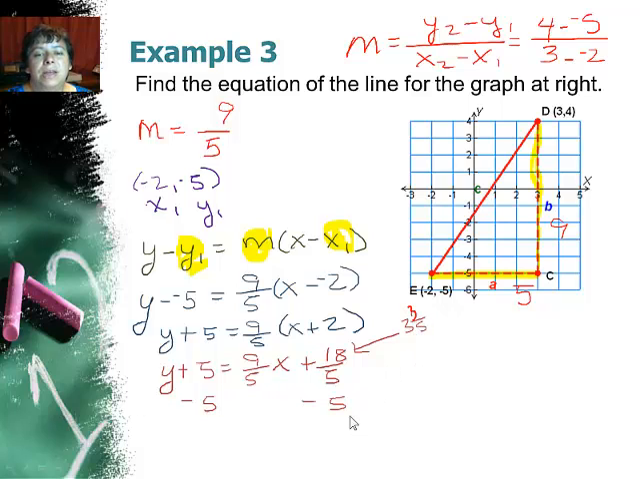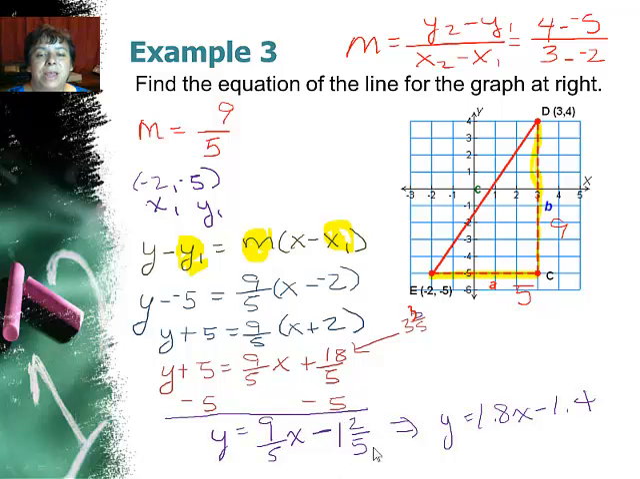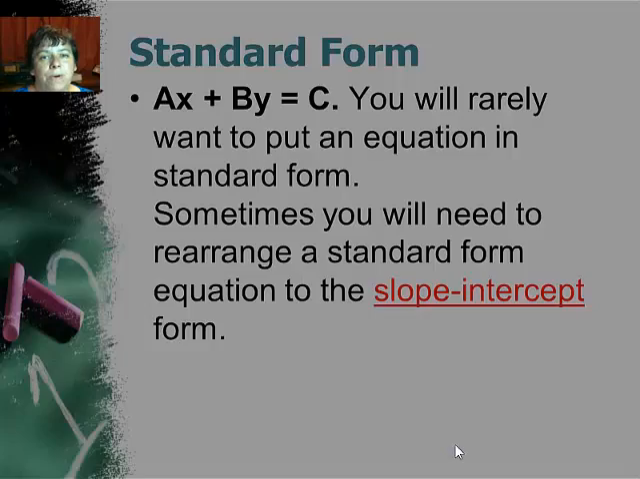So then I subtract 5 from both sides, 3 and 3/5 minus 5. You could get a common denominator or figure out some other way to get that 1 and 2/5. So my answer is y equals 9/5 x minus 1 and 2/5. If you wanted to, you could have changed this to decimals and you would have gotten the right answer as well. y equals 1.8x minus 1.4.